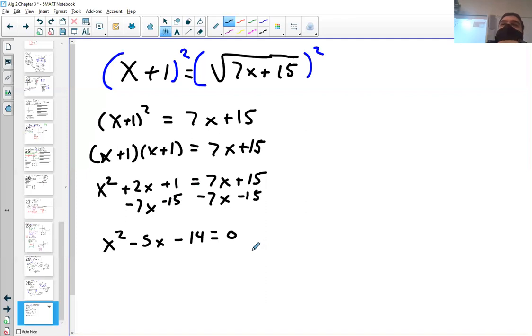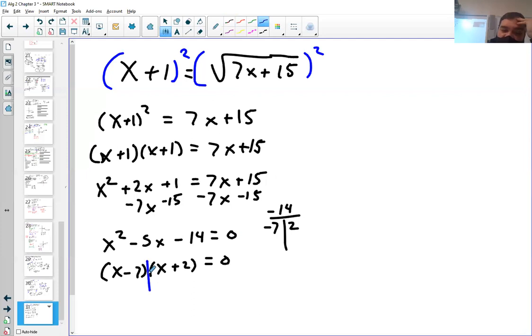Now what do we do? You can say it now, Sam. Factor. So things that multiply to negative 14 that add to negative 5: negative 7 and 2. x minus 7, x plus 2 equals 0. Exactly. You got to split it. So you got x minus 7 equals 0, so that means you have a positive 7. And x plus 2 equals 0, so you have a negative 2.